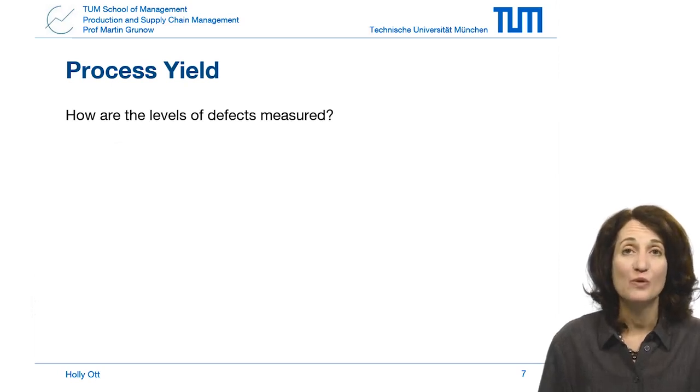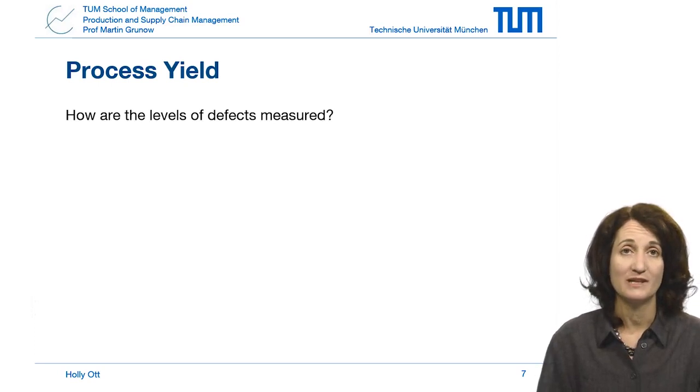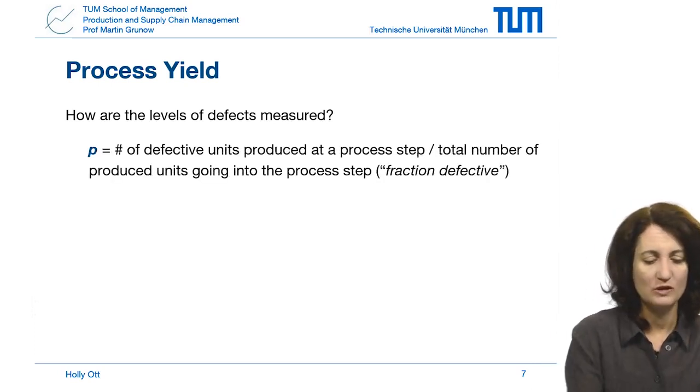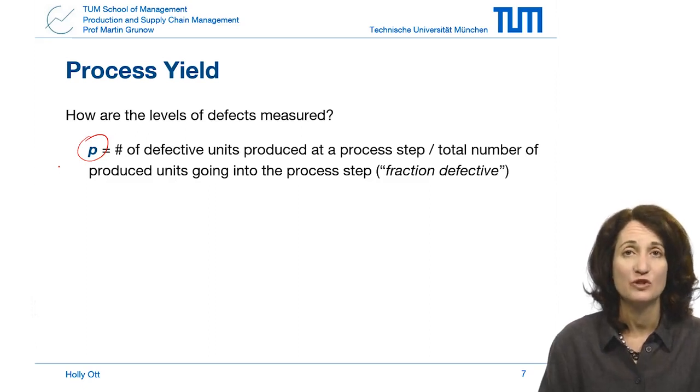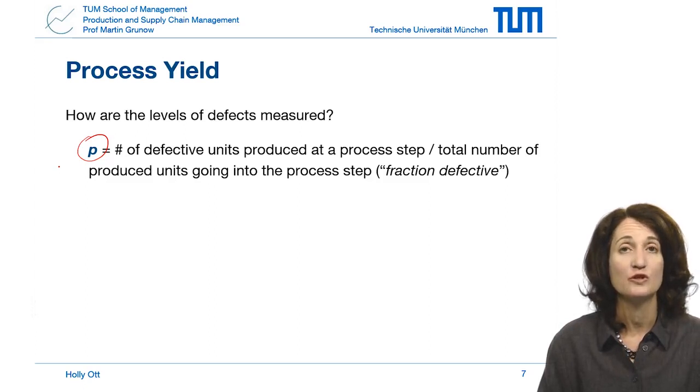Now let's look at the important concept of process yield to measure the level of defects in a process. We'll use P to represent the number of defective units produced at a process step, divided by the total number of produced units going into the process step.